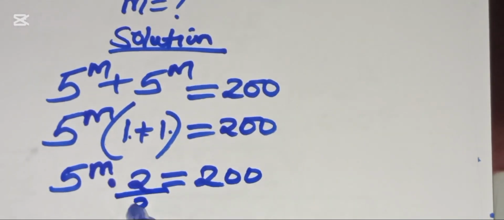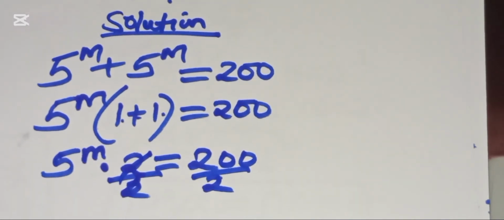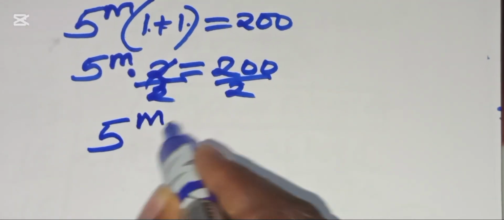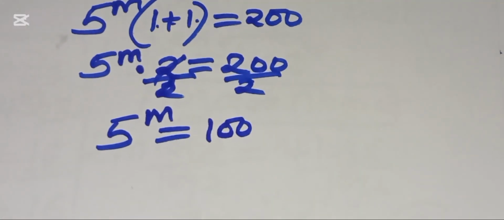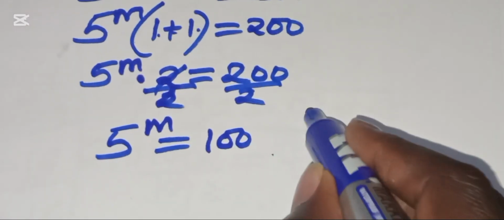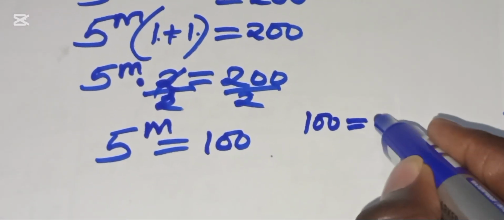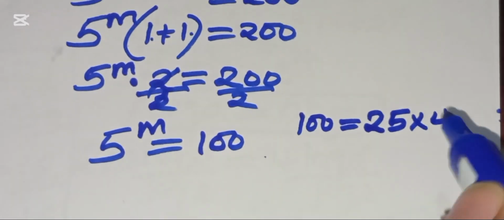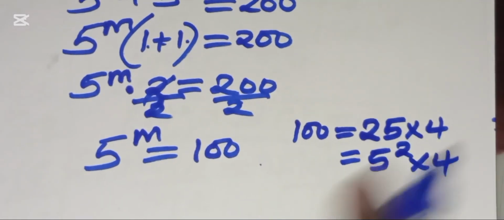We divide both sides by 2, so that we're going to have 5 raised to power m equal to 100. Now from here, we can write this 100 as 25 times 4, which you can also express as 5 squared multiplied by 4.